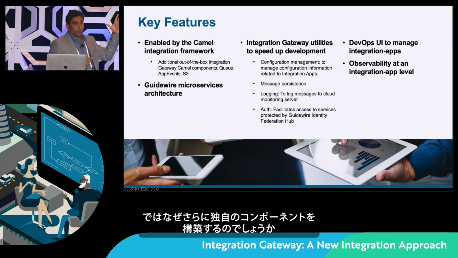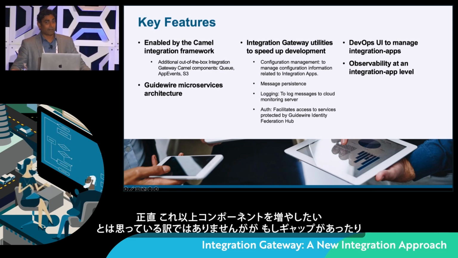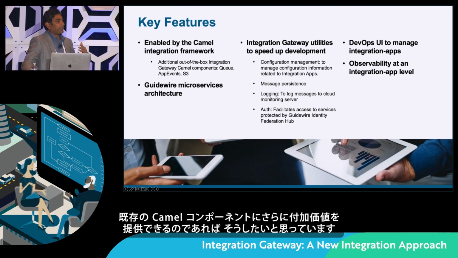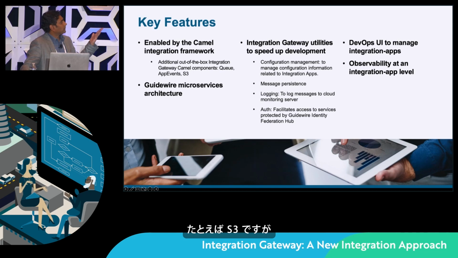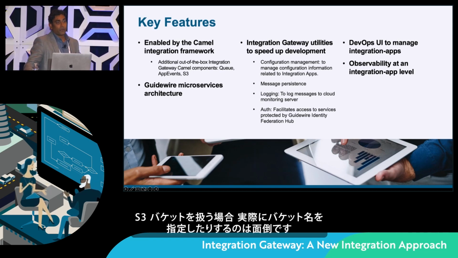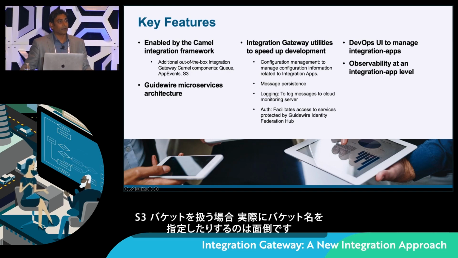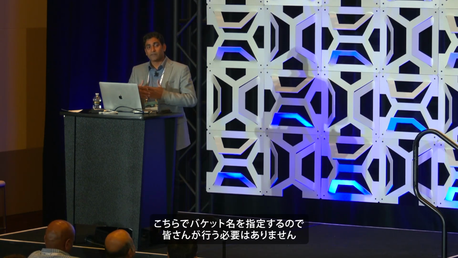Now, why do we build our own components on top of this? Honestly, it's not like we want to build more components, but if we see gaps or can provide additional value on top of the existing Camel components, we want to do that. As an example, S3. When you're working with S3 buckets, it's a pain to give the bucket name and everything. So we built our Guidewire S3 component on the AWS S3 component, where you don't even have to provide the bucket name, and we'll go resolve that for you.